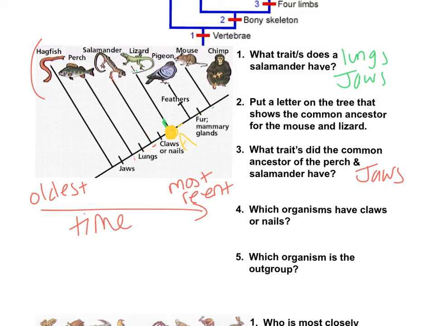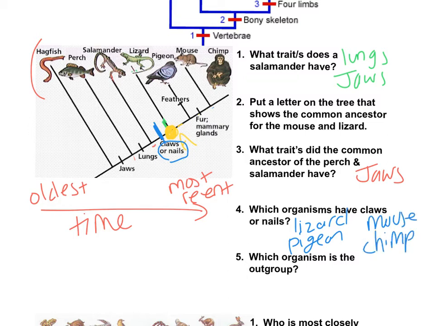I can find the trait. Claws or nails evolved here. The organism that came before claws or nails does not have claws or nails. So I am looking for everybody who came after claws and nails. Should be my lizard, my pigeon, my mouse and chimp, everybody who came after it.